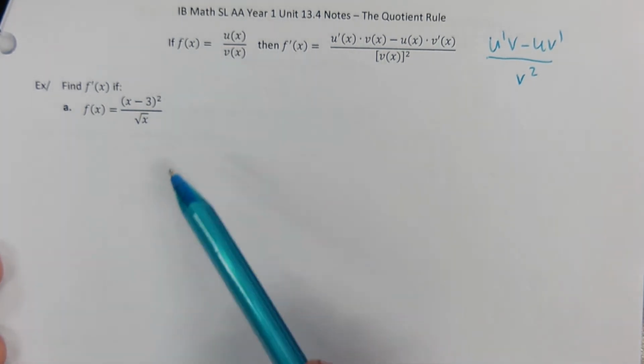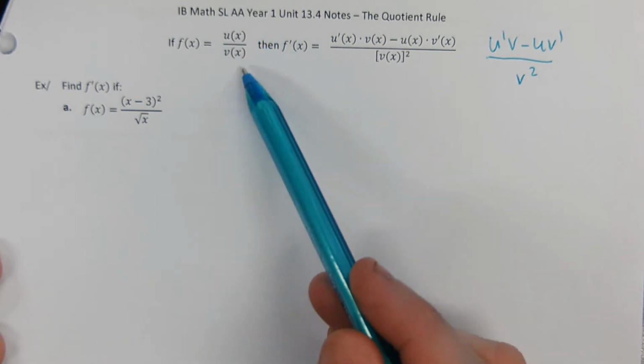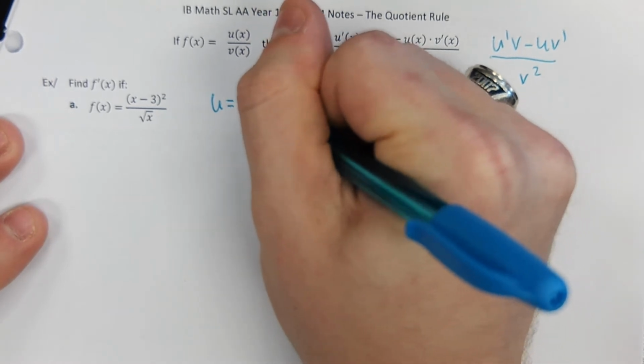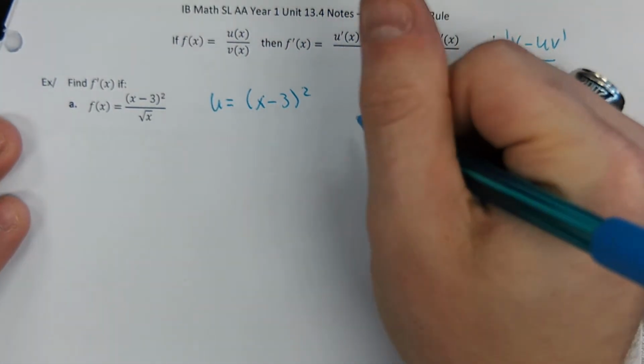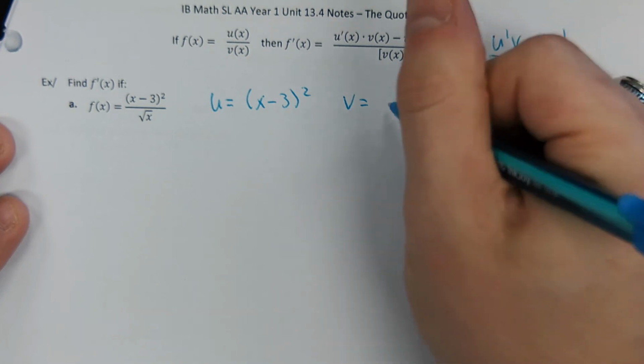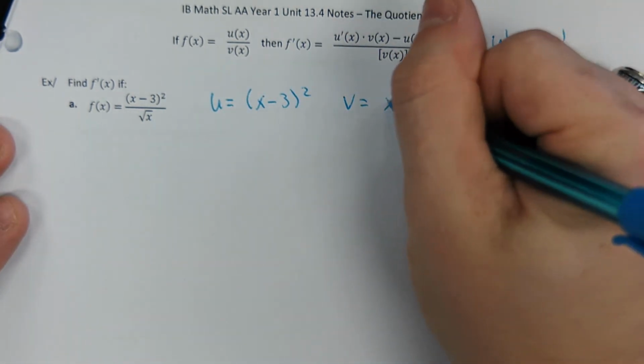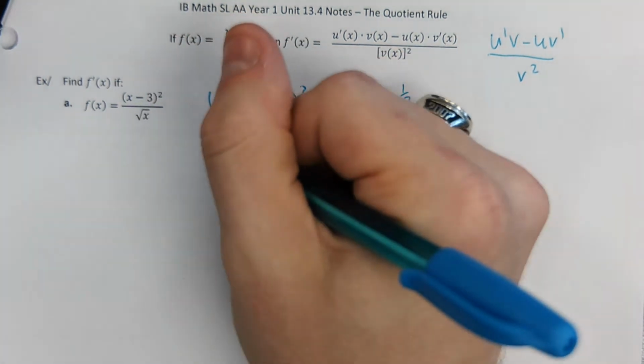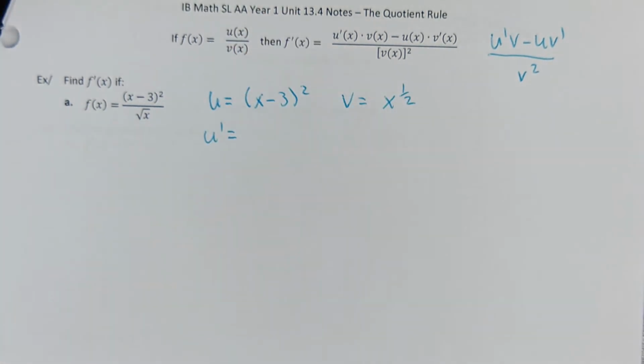Okay, so u is always going to be your numerator and v will always be your denominator. U is x minus 3 quantity squared. V is, I'm not going to say square root x, I'm going to say x to the 1/2. U prime is the derivative of that. Now, if there was a number in front of x, there'd be a chain rule going on right here in u prime. But since there's not a number in front of x, the derivative of the inside is 1, we don't have a chain rule.